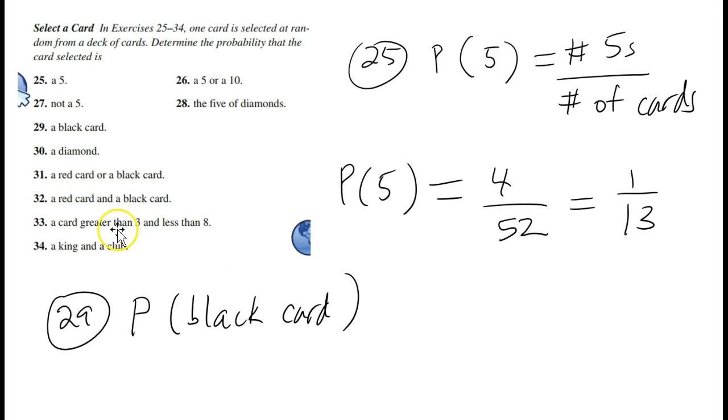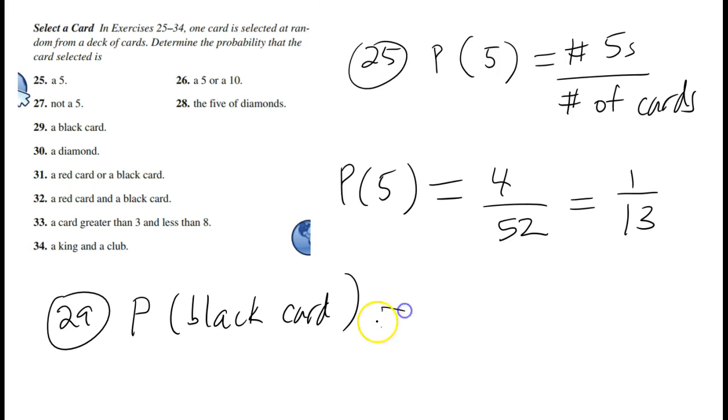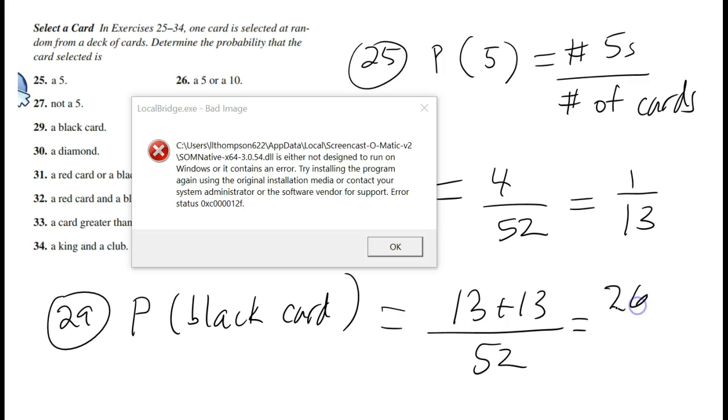So let's go back. 13 plus 13, and altogether there were 52 cards. So there are 26 black cards in total.